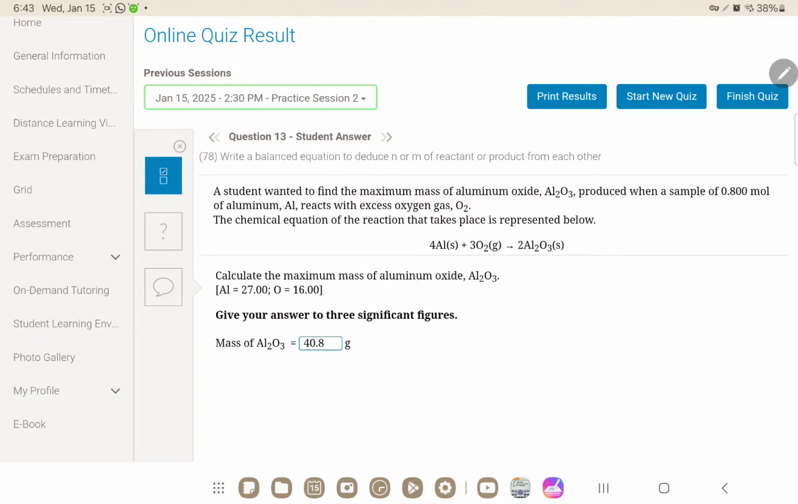Here we have another calculating question. A student wanted to find the maximum mass of aluminium oxide produced when a sample of 0.8 moles of aluminium reacts with excess O2 gas. The chemical equation that takes place is represented below. They want the mass of this produced, so how many grams? Here we need to say that we have 2 times Al2O3, which has a molar mass of, wait, let me just find it really quick.